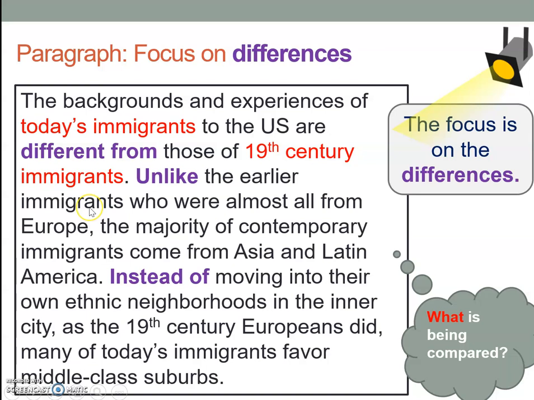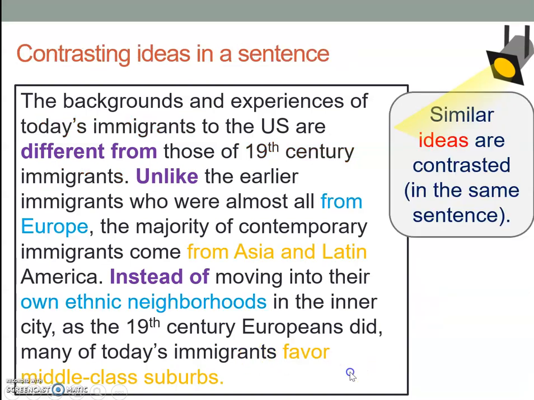The earlier immigrants, who are almost all from Europe, the majority of contemporary immigrants come from Asia and Latin America. So they're different in their origin. And they're also different in another way. Moved into their own ethnic neighborhoods, and many of today's immigrants favor middle-class suburbs. So again, they're different in where they came from, their countries of origin, and in where they settled in the new country.